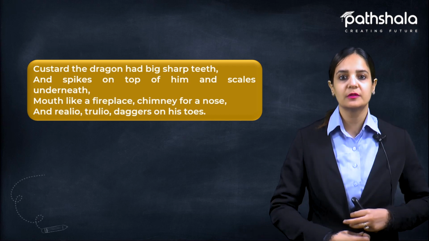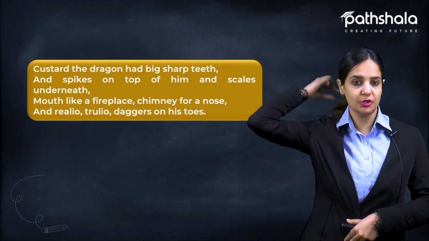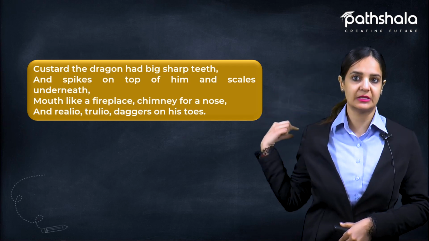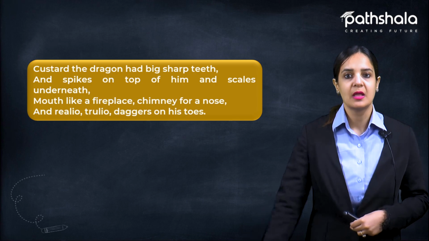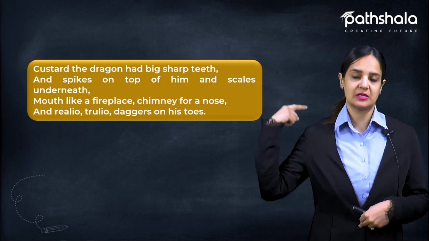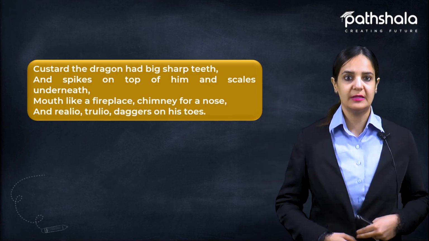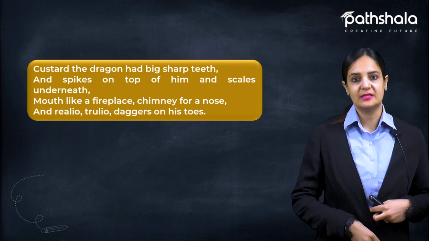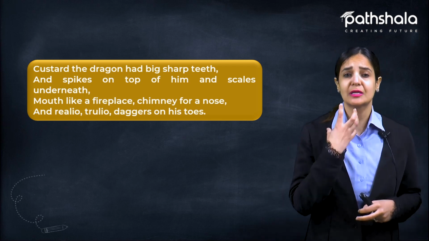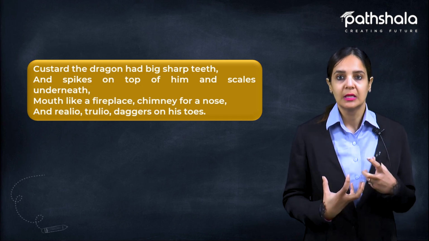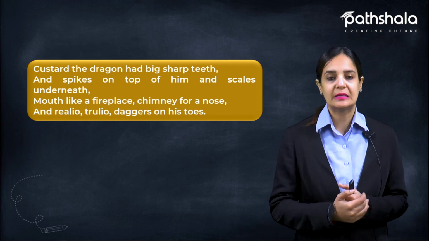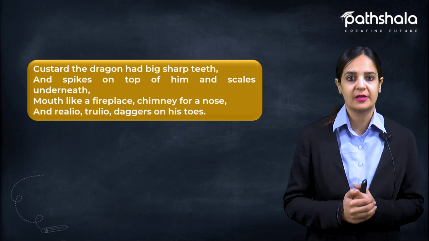and spikes on the top of him. So you can see that there were huge spikes going down his tail on the top. It started from his head and went down, and scales underneath. Scales underneath means it's going down his body. Mouth like a fireplace. Why is mouth like a fireplace? Because he can take out fire from his mouth. As soon as the dragon opens his mouth, he can actually take out fire from it.